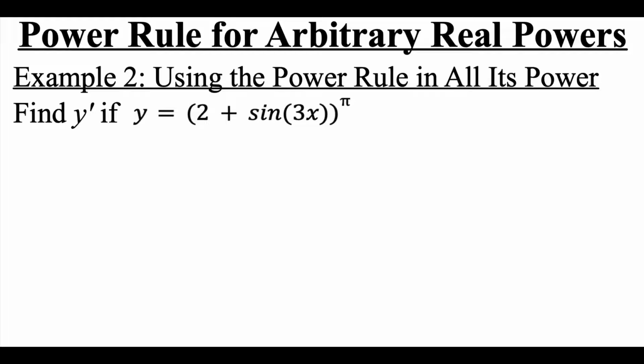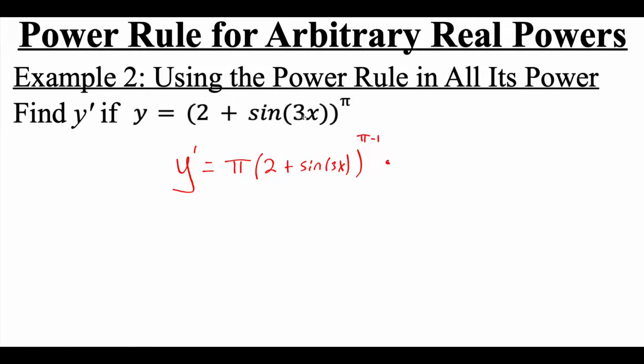Taking a look at this example, we've got the equation y equals 2 plus the sine of 3x, all being raised to the pi power. So as we're finding the derivative in here, doing the power rule, we'll have to drop that pi down. Now we do have an inside function here, so we are going to have to do some chain rule stuff in just a second. But for now, we're just going to leave that the same. We will have to subtract 1 from the power, so I'm going to do pi minus 1.